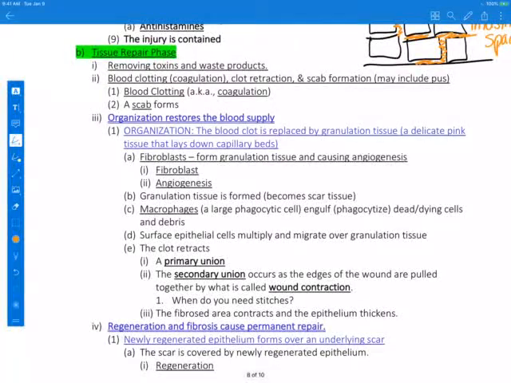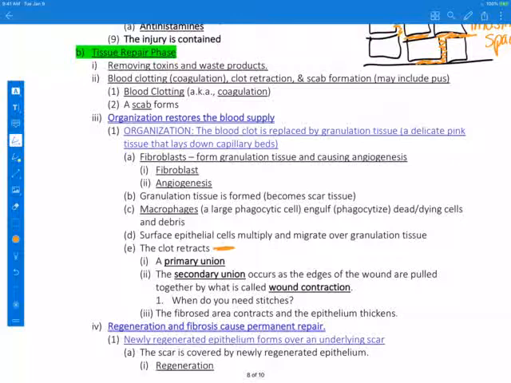Now, macrophages are really large phagocytic cells that engulf dead, dying cells and debris. So phagocytosis is when a cell engulfs debris or a dead, dying cell and destroys it. So macrophages do that. And then surface epithelial cells multiply and migrate over the granulation tissue. The clot retracts, pulling the edges of the wound together, and it slowly dissolves as the tissue is repaired.